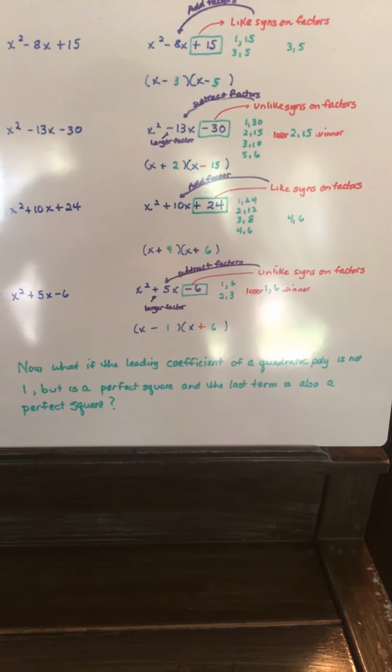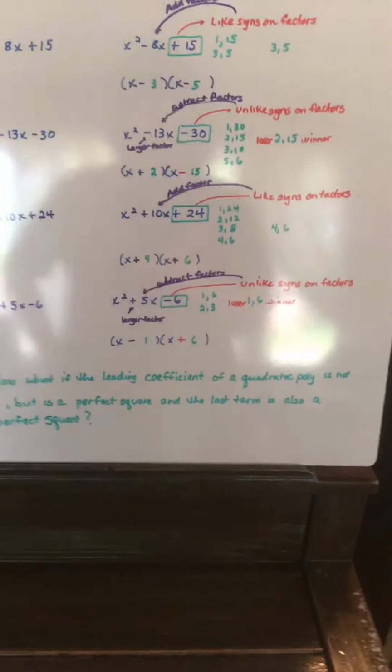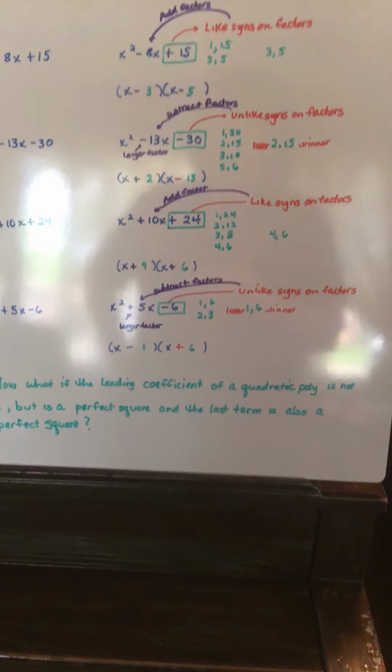Now that we know what happens when the leading coefficient is 1, what happens when the leading coefficient of a quadratic is not 1, but a perfect square on the first term, and the last term is also going to be a perfect square? Moving to the next room, we will look at these.